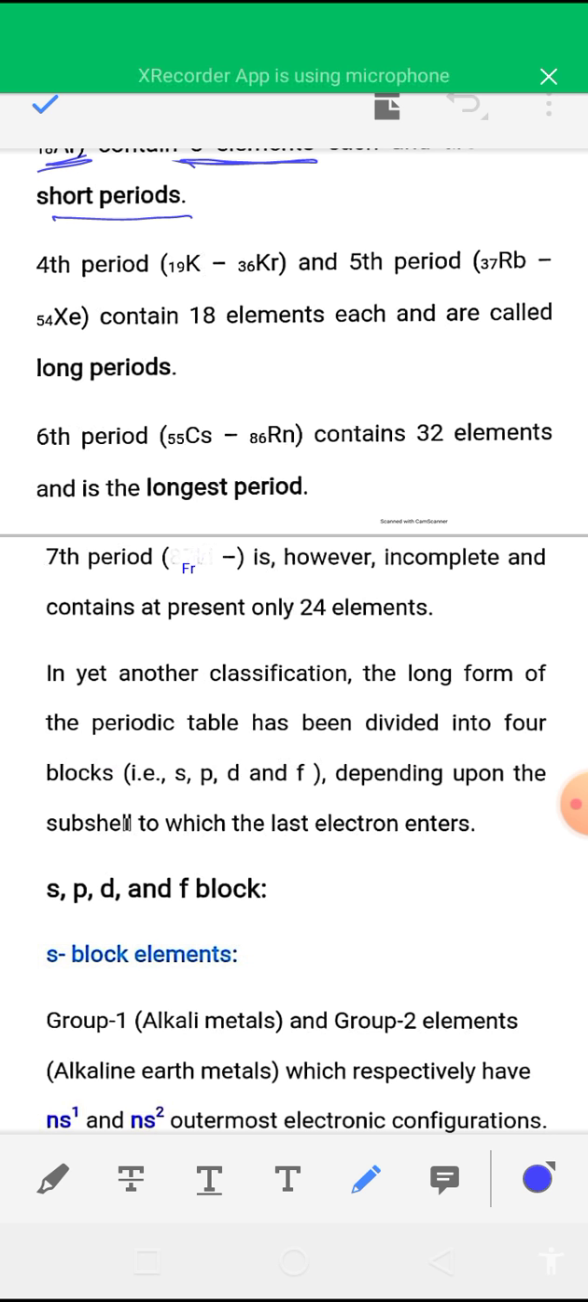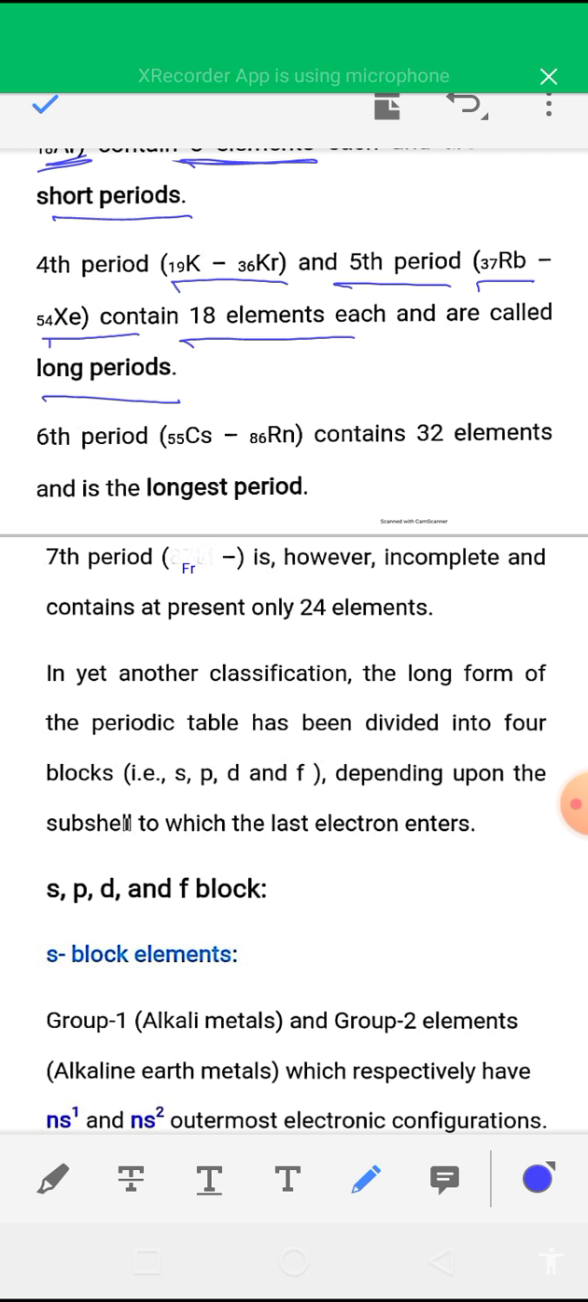In the fourth period, from potassium to krypton, and the fifth period, from rubidium to xenon, there are 18 elements each. So the fourth and fifth periods contain 18 elements, and these two periods are known as long periods.